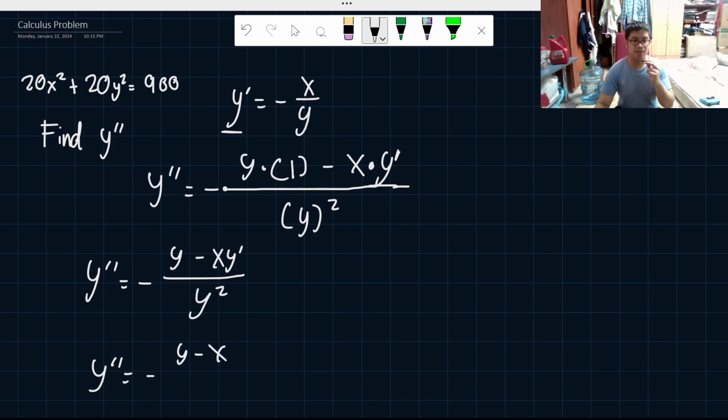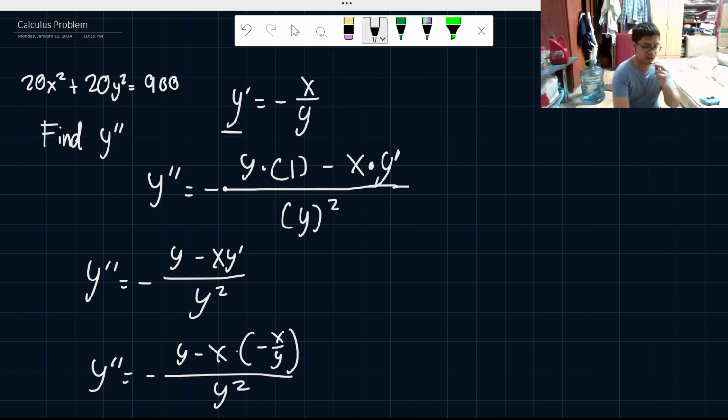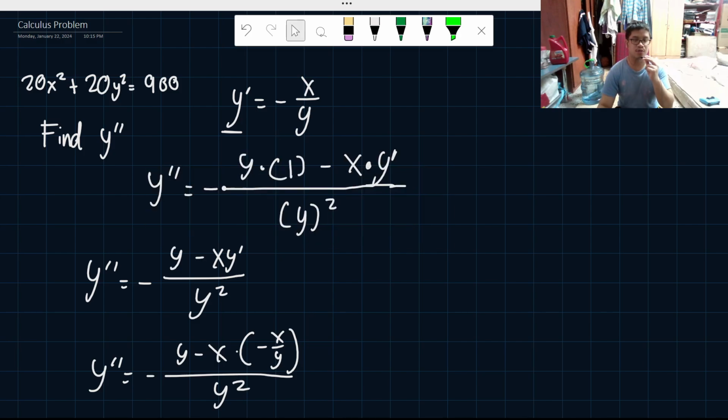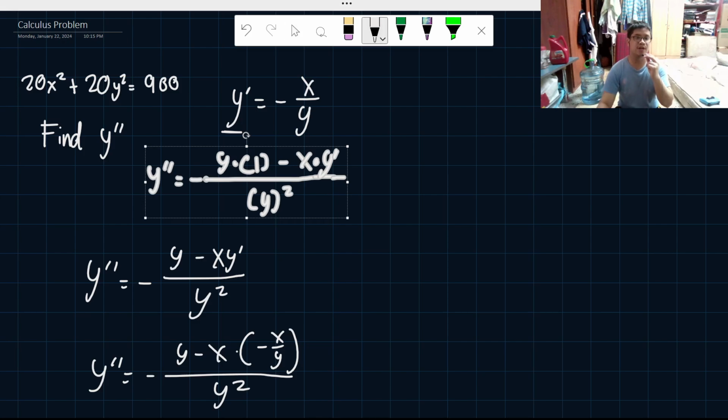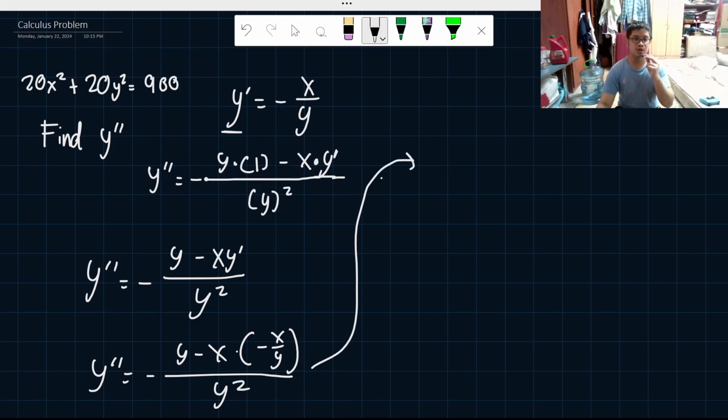negative y minus x times your y prime, negative x all over y, all over y squared. Let me take a look if it's visible. Oh, it is in fact visible. Now let me just shrink this one so that I can write even more. So let's write our solution here. Let's simplify. We have y second prime is equal to negative y plus x squared all over y squared.